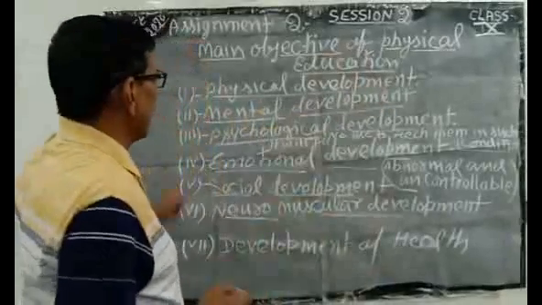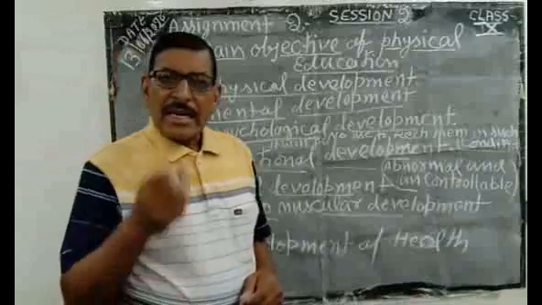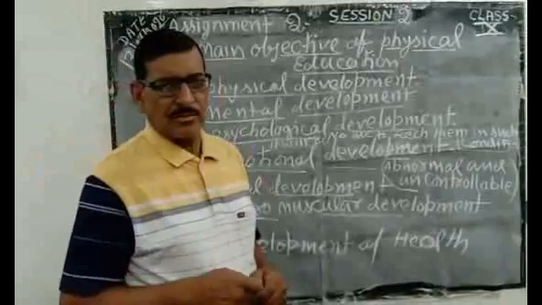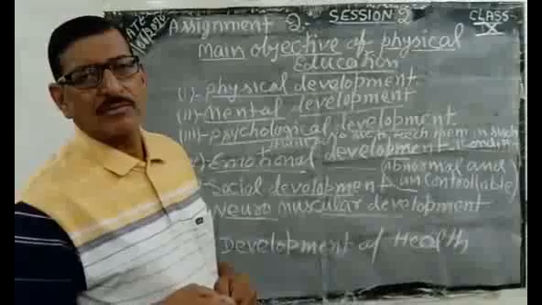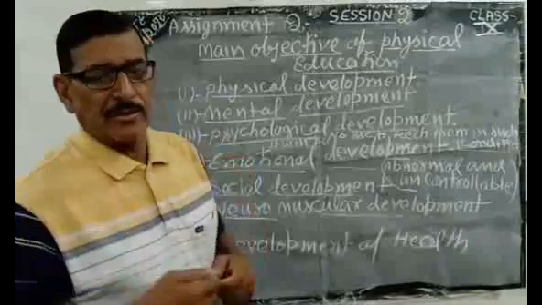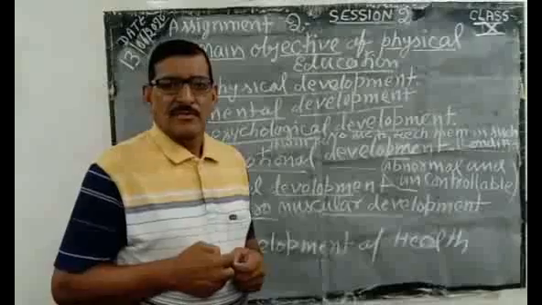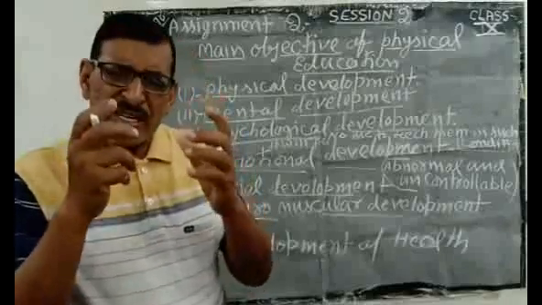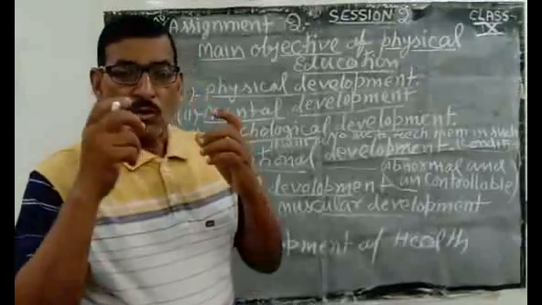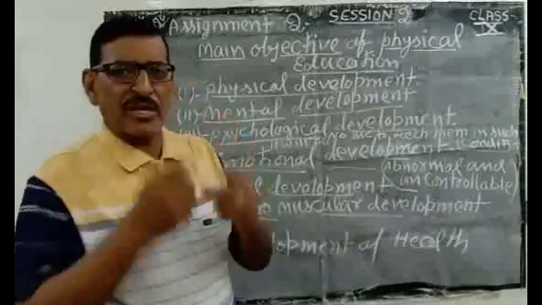Now, second, mental development. Children, it is a two-way process. First, physical education sharpens our mind. And second, it performs various types of activities, where concentration of mind is essential.